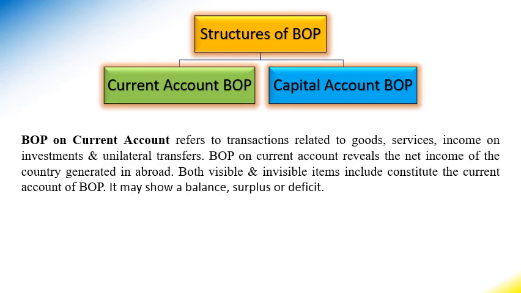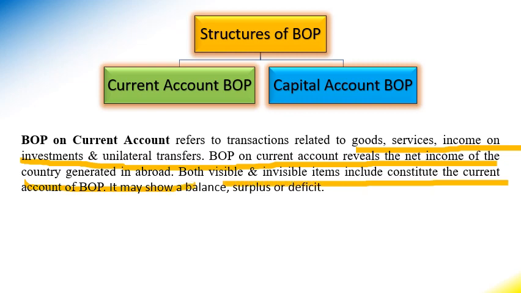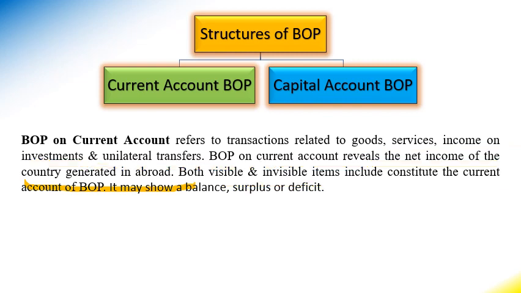We will learn the current account BOP in detail. So current account BOP refers to the transactions related to goods and services, income on investment, and unilateral transfer. BOP on current account reveals the net income of the country generated abroad, both visible and invisible components. This part is the current account balance: what net is there, how much we are getting as compared to giving.